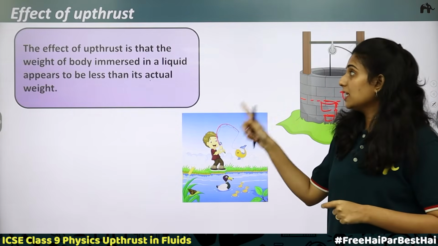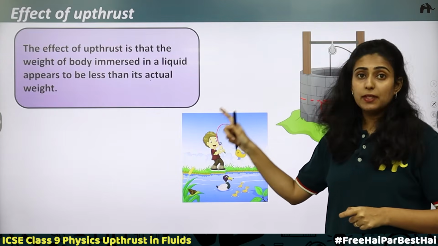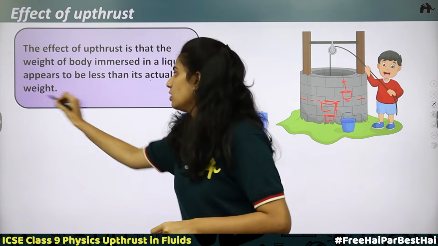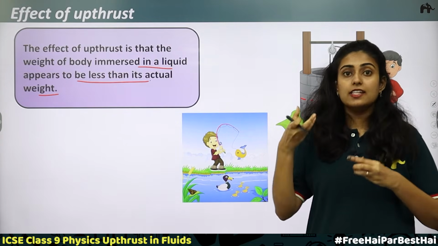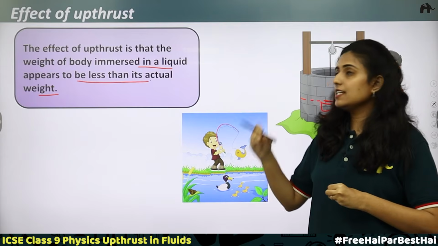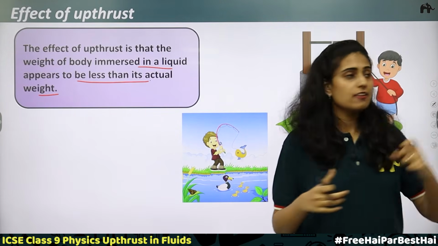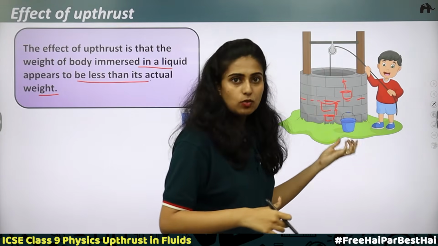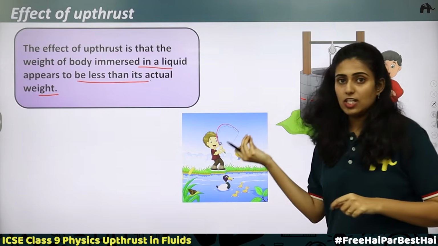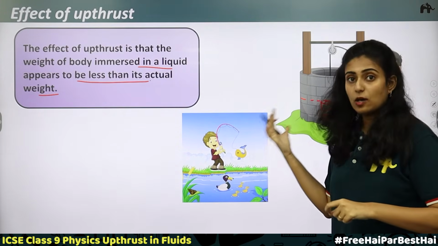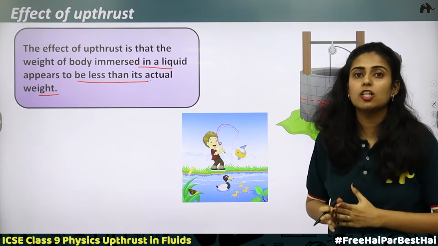The effect of upthrust is that the weight of a body immersed in a liquid appears to be less than its actual weight. Okay, the person's weight inside the pool, inside the water, will be less than his actual weight. That is, the weight that you feel will be less than his actual weight. The weight of the bucket will be less inside water compared to its weight outside water. The weight of the fish will be greater outside the water compared to inside the water. So this is the effect of upthrust.